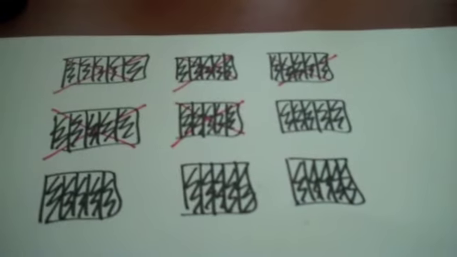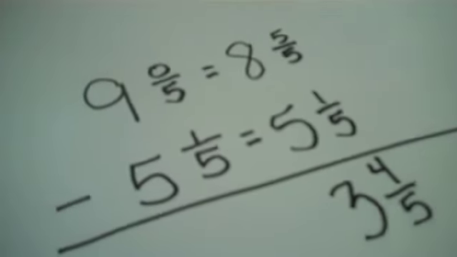Then I'm going to look back at my number, and I have 1/5, which I also need to subtract. So I'm going to come back to this rectangle right here, and I'm going to subtract 1 little fifth from that. Okay? This is what my picture looks like so far.